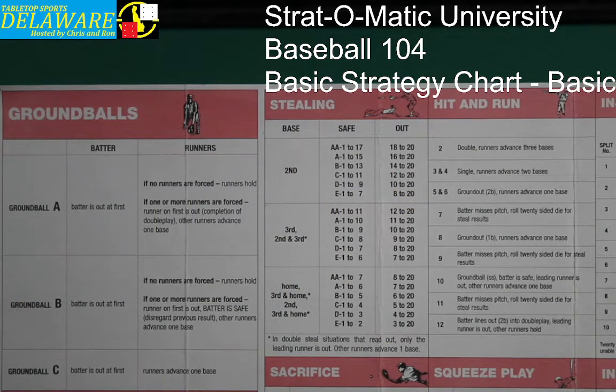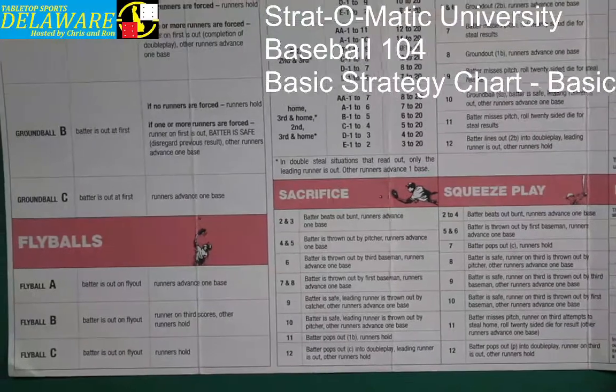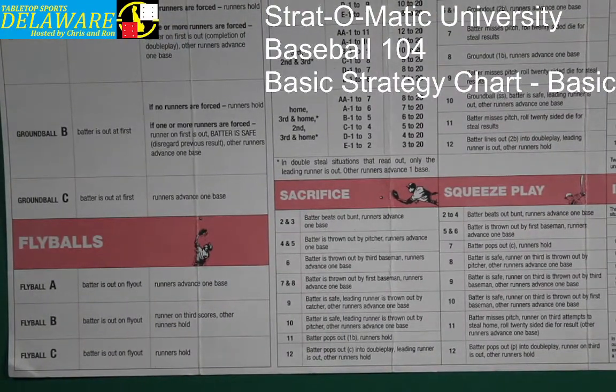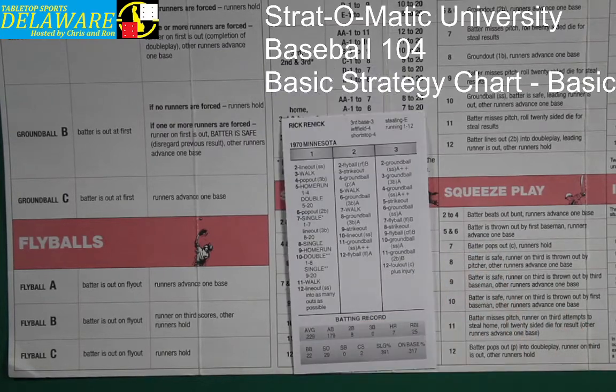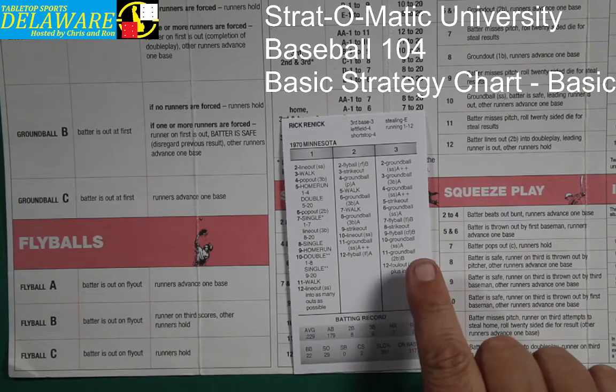There are other things on this chart as well. We have fly balls. Well, let's just put these guys right there. Fly ball. If you roll a fly ball B, the batter is out, but the runner on third scores if there is one, and other runners hold if there are any. So fly ball B would be a sacrifice fly.